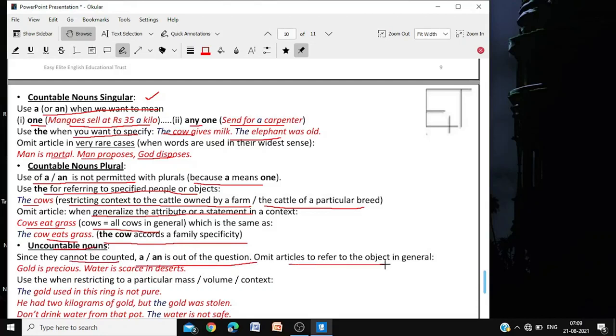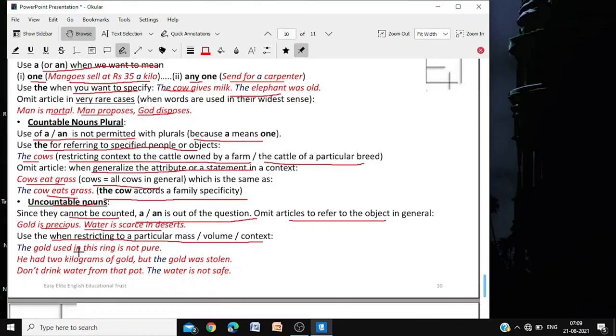Omit articles to refer to the objects in general. Gold is precious. Water is scarce in deserts. Use the when restricting to a particular mass or volume or context. The gold used in this ring is not pure. The gold, only the gold which is used in the ring.